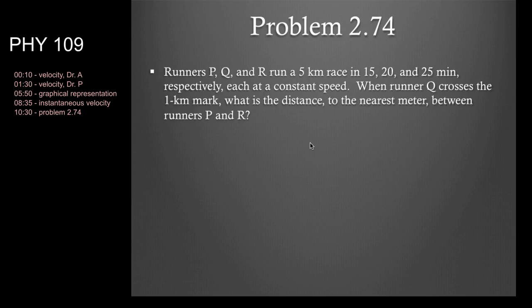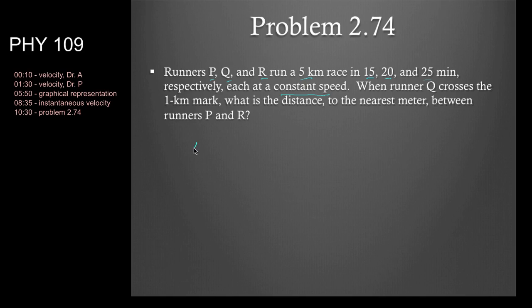Alright, so let's work out a problem. Here we have three different runners, P, Q, and R. They're each running a 5K race. P can run it in 15 minutes, R runs it in 25 minutes, Q runs it in 20 minutes. Each is running at a constant speed. So when runner Q crosses the 1K mark, what is the distance between P and R?